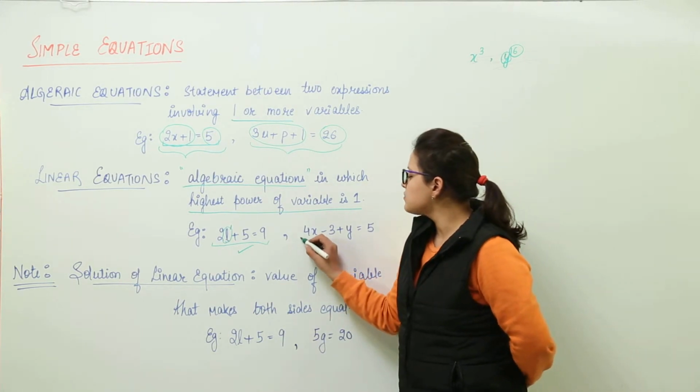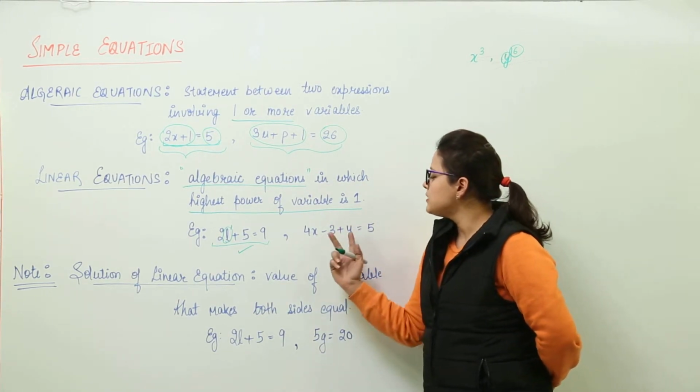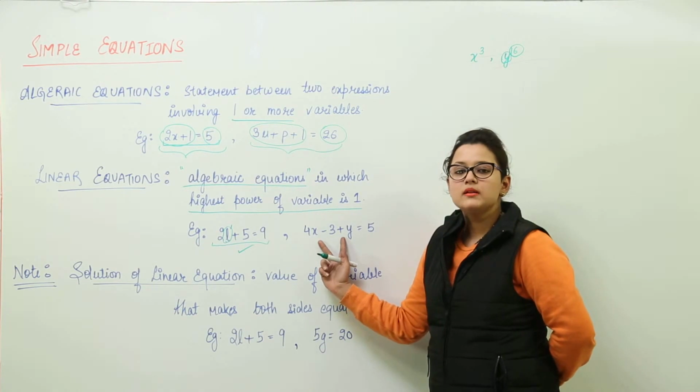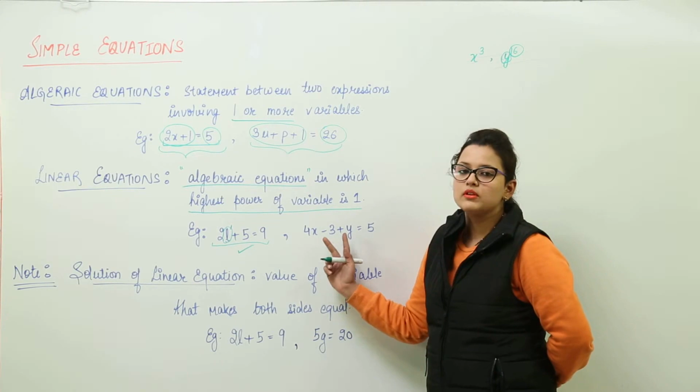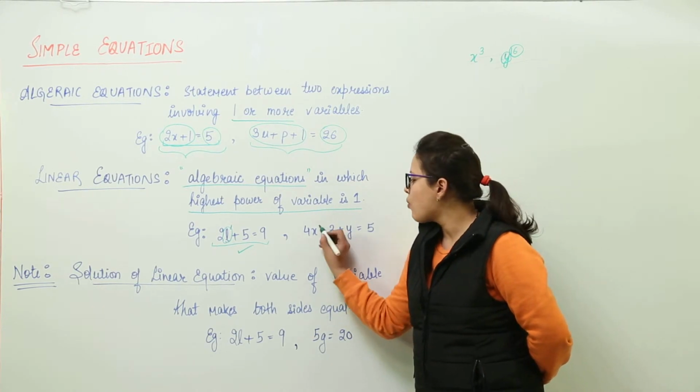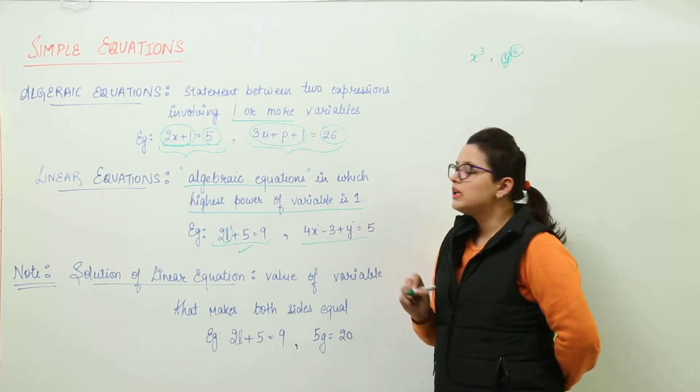Let us consider the next one. Here we have two variables, x and y, and both variables have the highest power, or you can say the only power in this case, as 1 each. So even this is a linear equation.